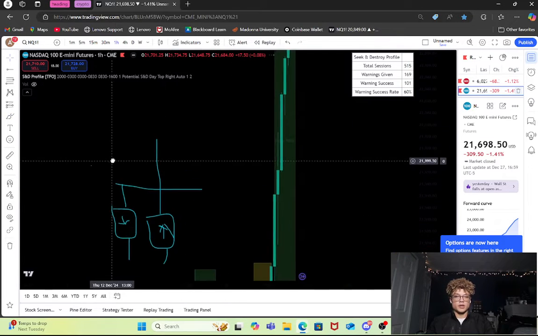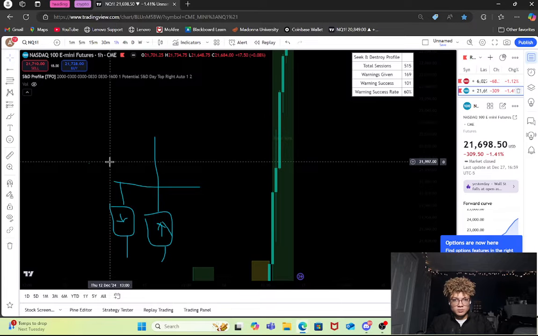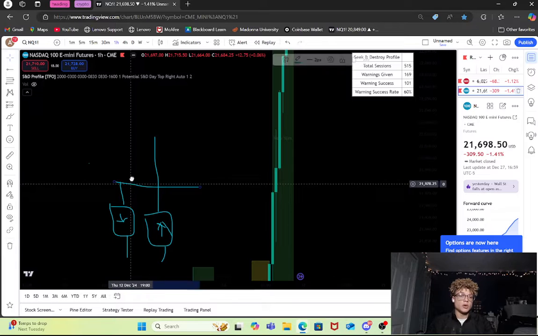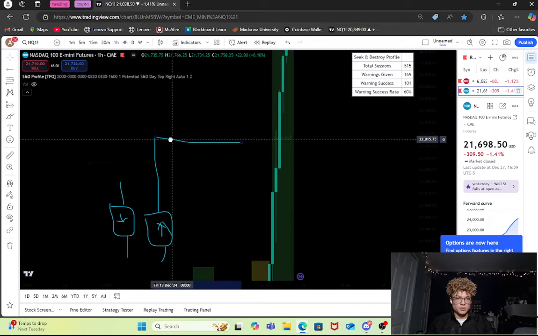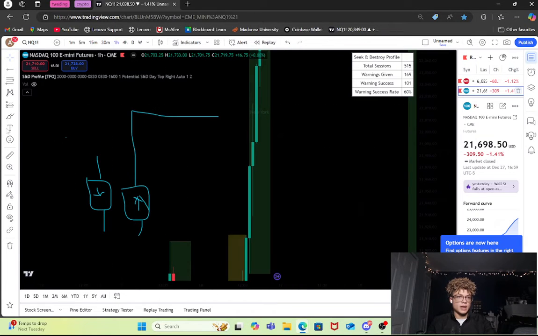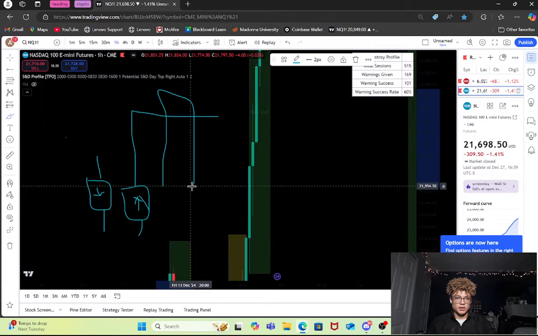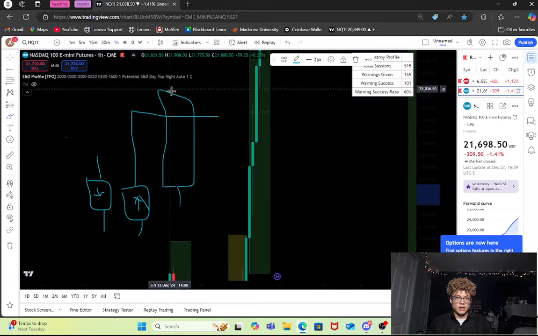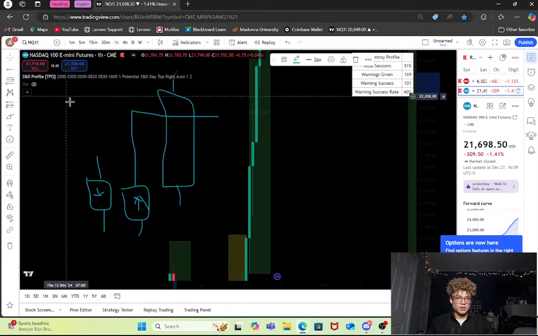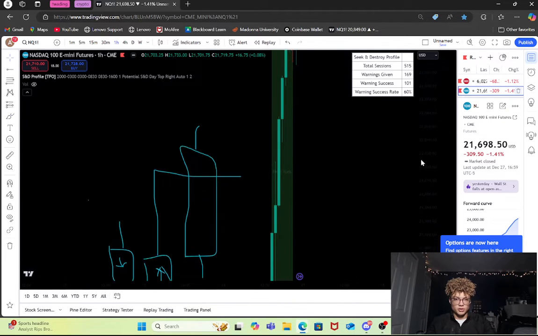Now, is this considered a break of structure? No, it's not, because this candle did not close above it. What it did form was a new high. And if the next candle right here closes like I just showed in the last example on the chart, this is a complete break of structure to the upside.